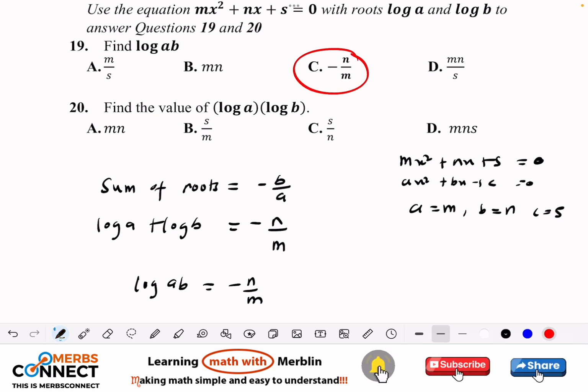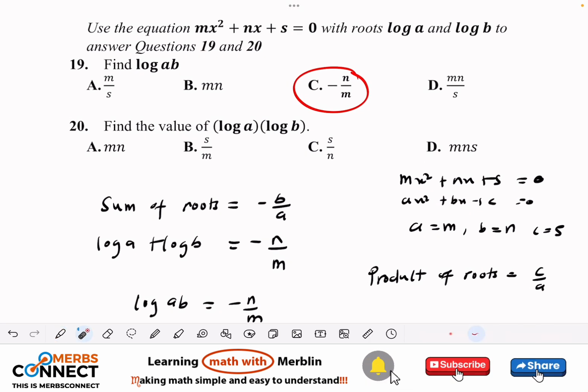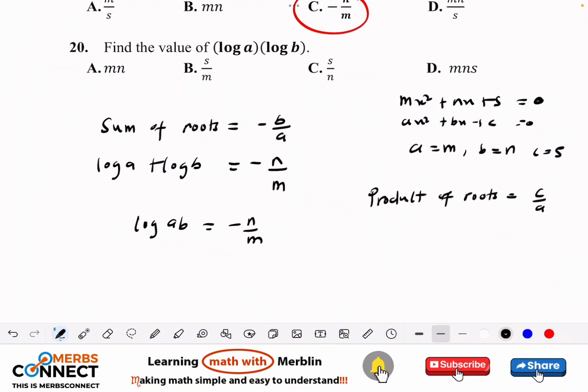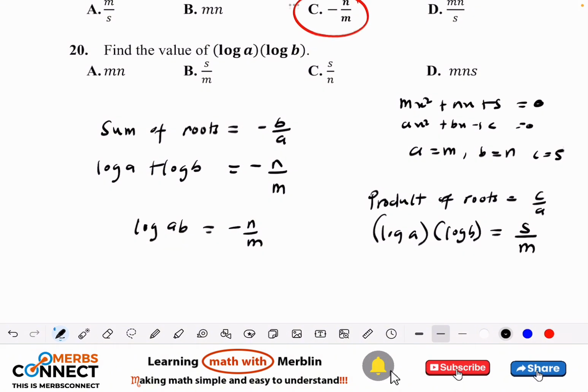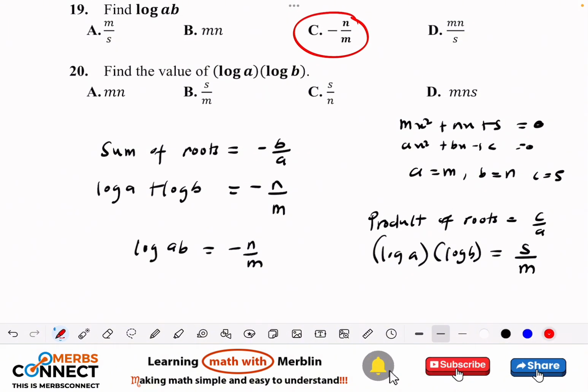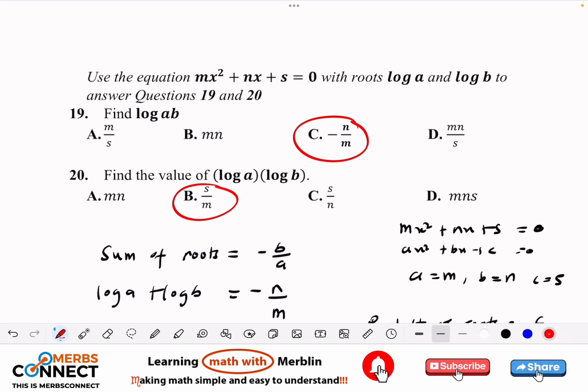And let's do the last one. Last one is the product of roots. We know that it's c over a. Now what is the product of roots? This is the root. So we are going to have log a times log b, which will be equal to, what is c over a? C and a. So we have s over m, which is right here. Good. So this is very nice and very simple.